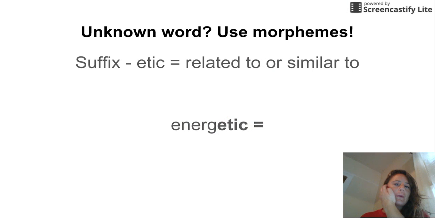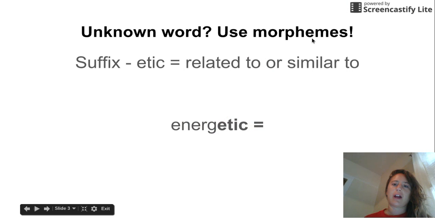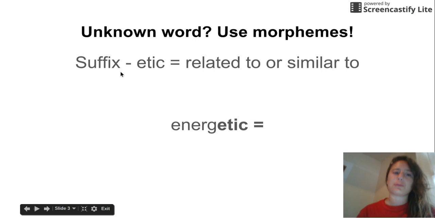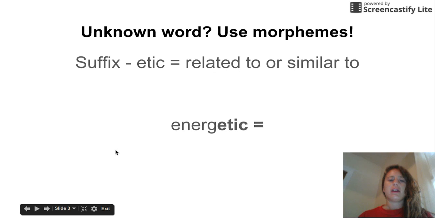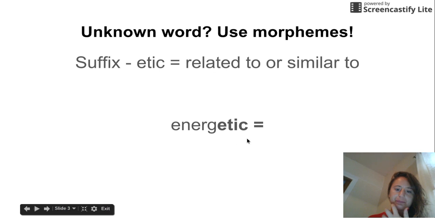So the first trick we're going to teach you is that if you see an unknown word on the test, use your morphemes. There's going to be some tricky ones, but you are going to see the suffix etic, and that means related to or similar to. So for example, if you see energetic, that's the suffix etic. What do you think energetic means?